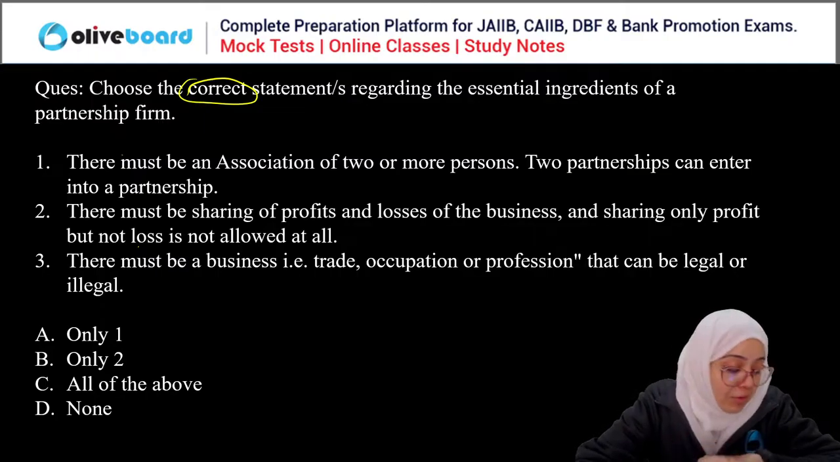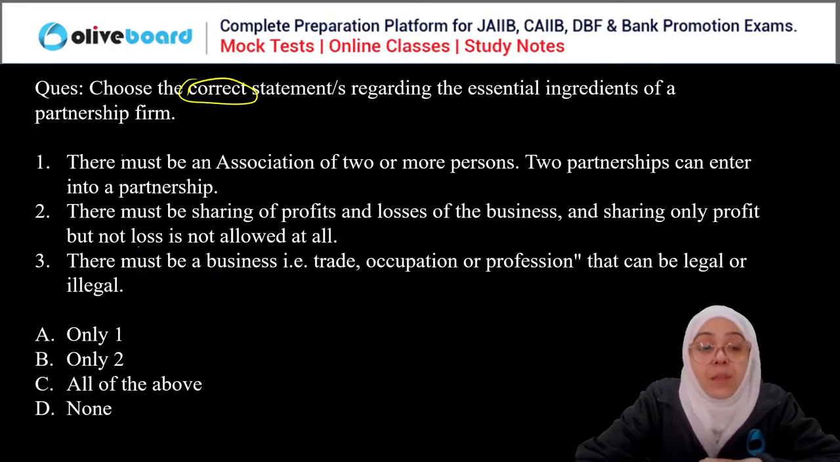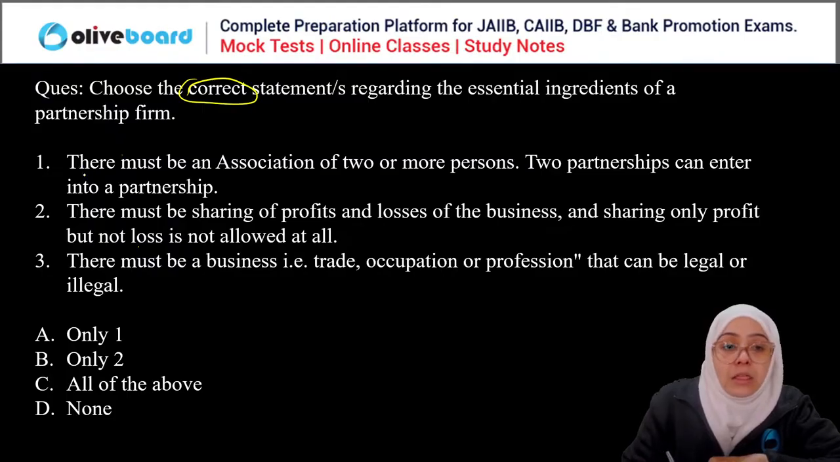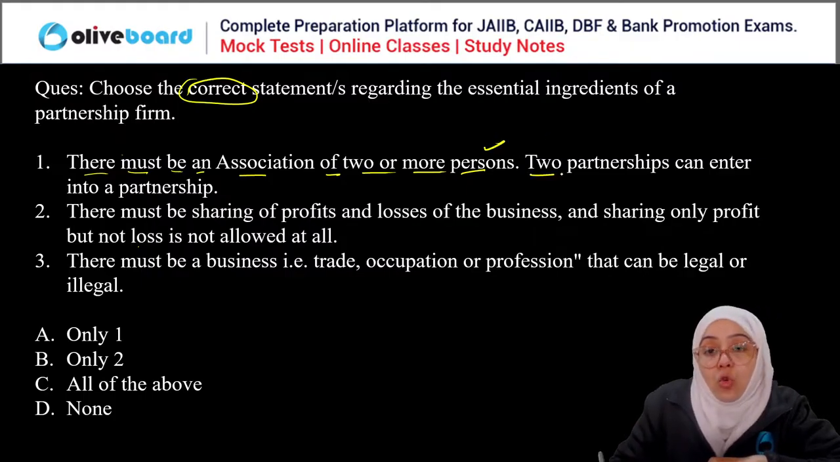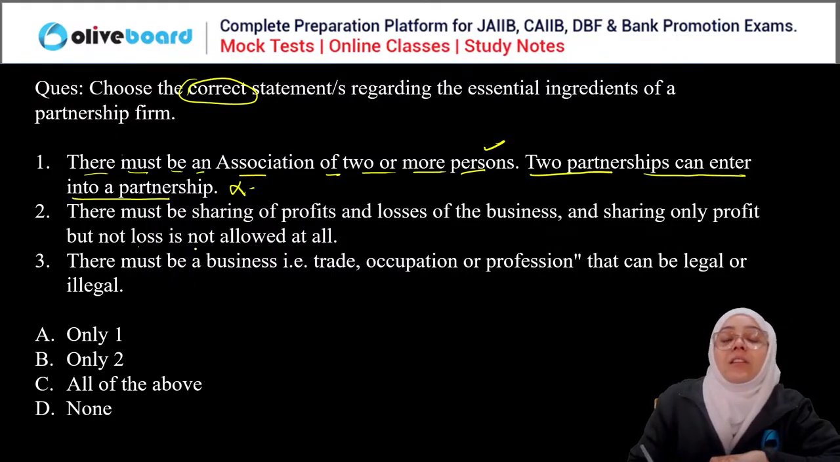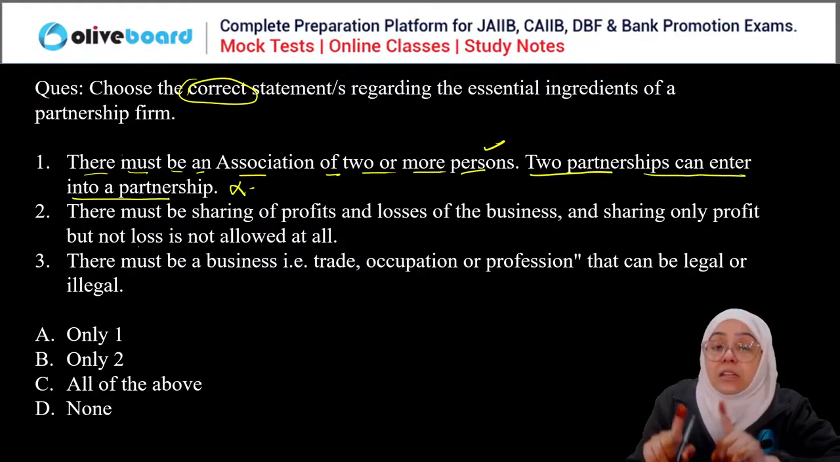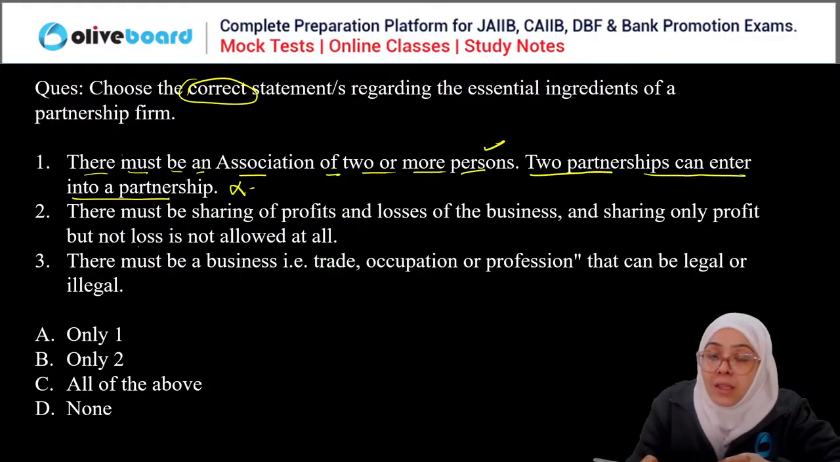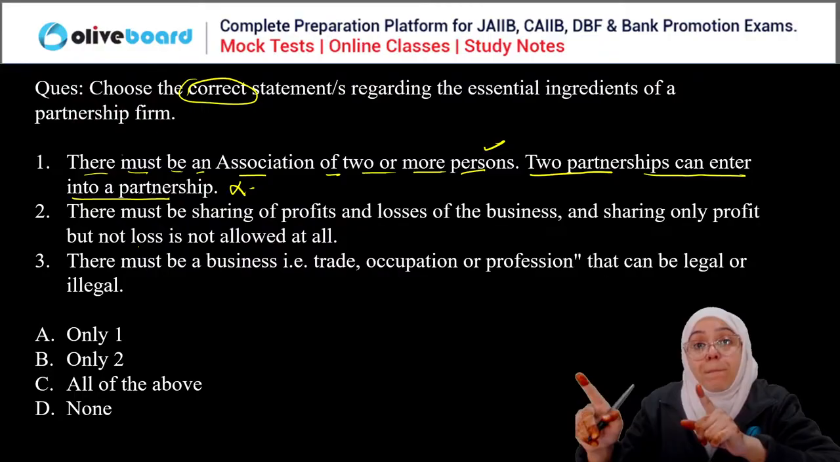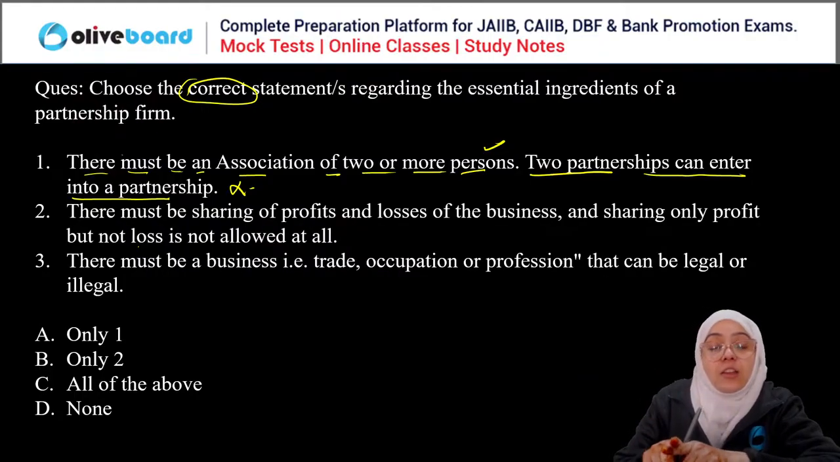Just please read out carefully. Okay. Now let's talk about the very first statement. There must be an association of two or more persons. True. Two partnerships can enter into a new partnership, that is false. Two partners of a partnership can form another partnership, true. But two partnerships can enter into a new partnership, that is false.